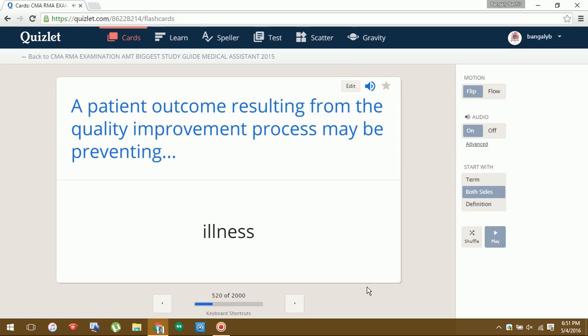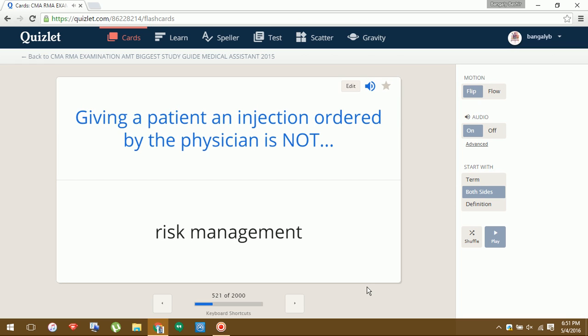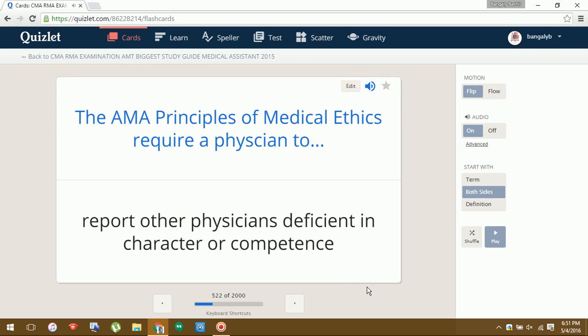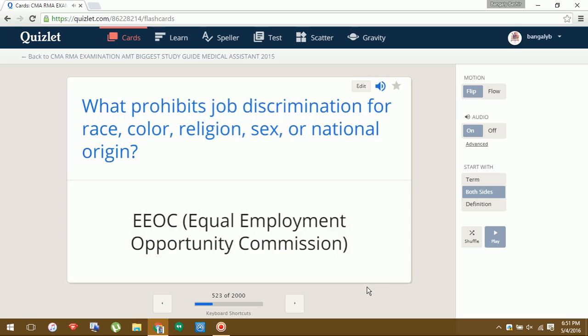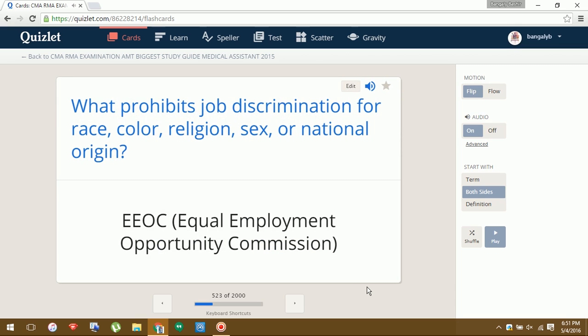A patient outcome resulting from the quality improvement process may be preventing illness. Giving a patient an injection ordered by the physician is not risk management. The AMA principles of medical ethics require a physician to report other physicians deficient in character or competence. What prohibits job discrimination for race, color, religion, sex, or national origin? EOC.